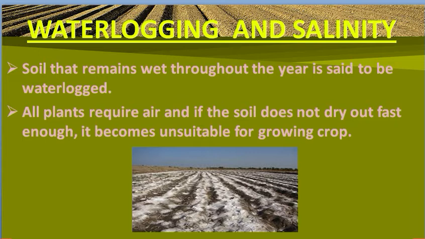Next slide is waterlogging and salinity. Soil that remains wet throughout the year is said to be waterlogged. All plants require air, and if the soil does not dry out fast enough, it becomes unsuitable for growing crop. When soil becomes wet, it becomes unusable. Like you see here, all white has come up, which is called sem and thor. When the area becomes like this, it is not good for crops.